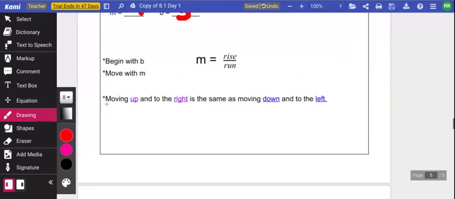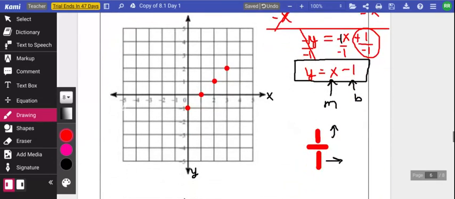Now, right here, I have a note that says moving up and to the right is the same thing as moving down and to the left. So think about moving up and to the right. What if I change the direction of both of these arrows? Instead of going up, I would go down. And instead of going to the right, I would go to the left. So up and to the right is the same thing as down and to the left.